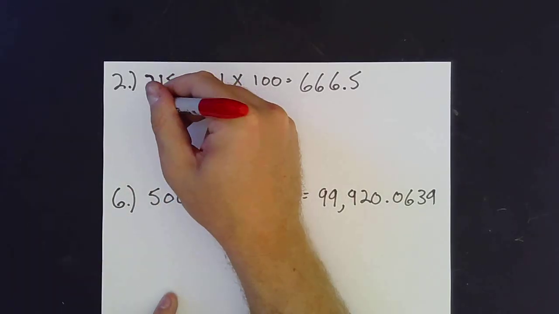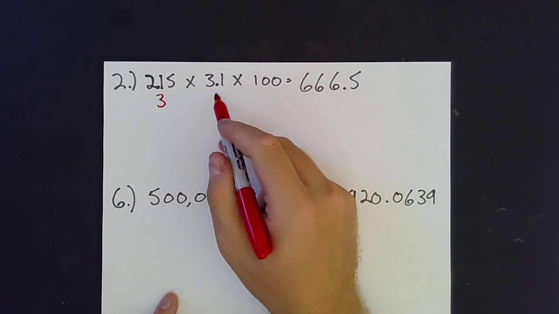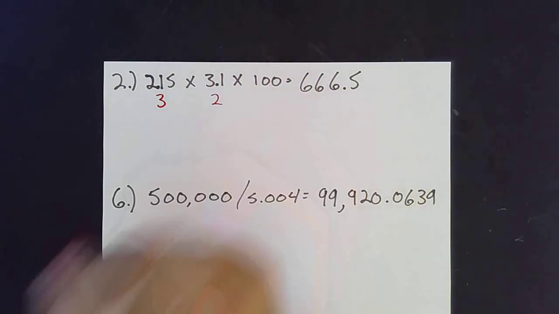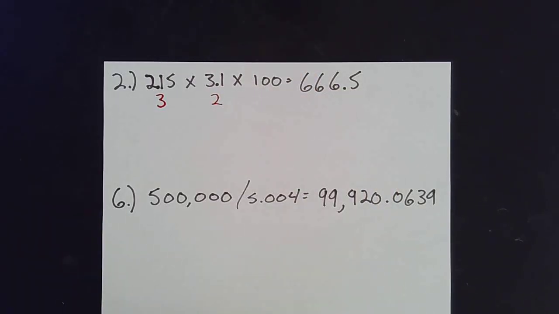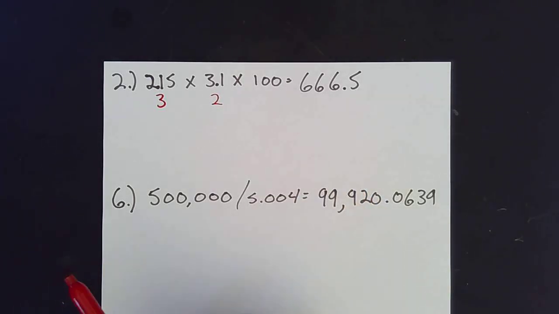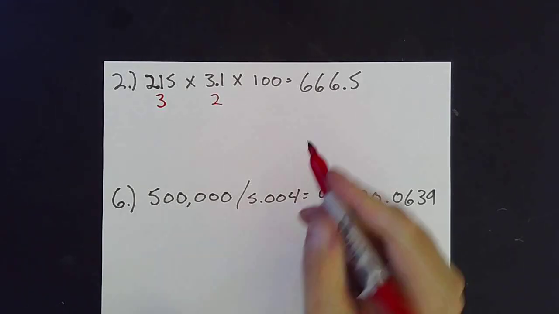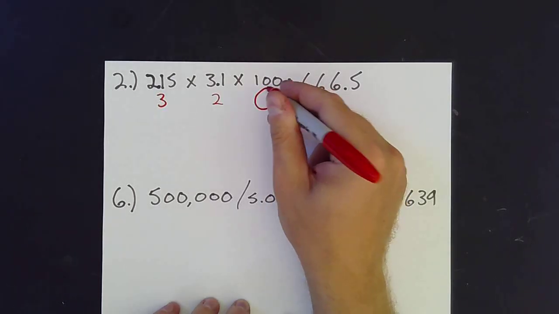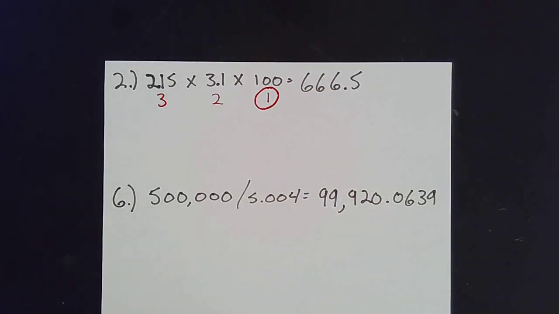Right there we have 3 sig figs. Over here we have 3.1, we have 2 sig figs. And then we have 100. There's no decimal point here. Trailing zeros without a decimal point are not significant, so there is only one significant number here. So now I know that this is my fewest. That's what I have to round. I have to round in a way that I keep 1 sig fig.